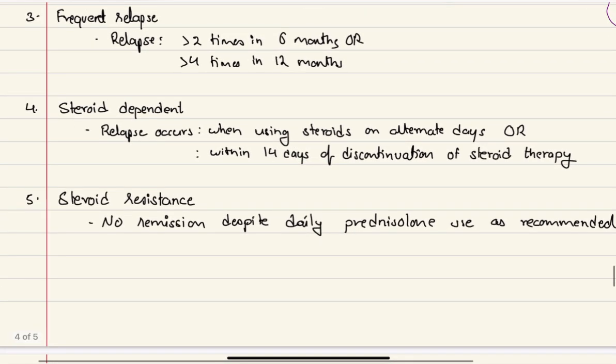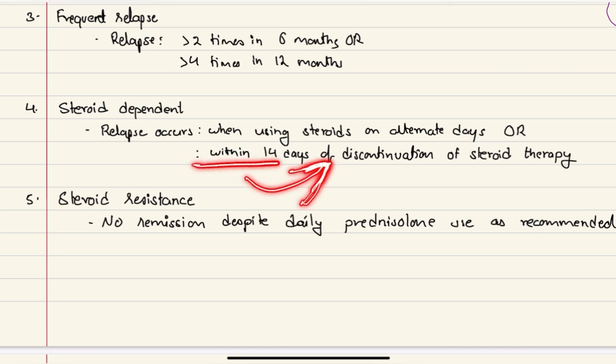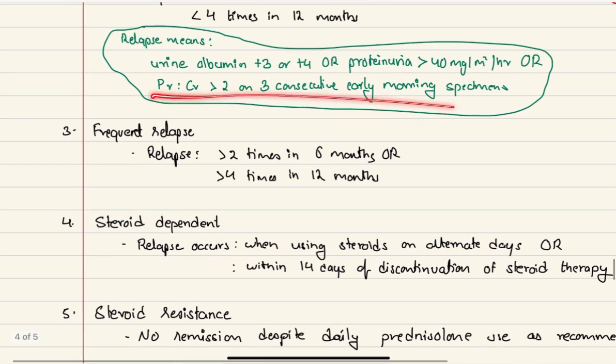Then there is another type of nephrotic syndrome called as steroid dependent nephrotic syndrome, where the relapse occurs when using steroids on alternate days. So if you start using steroid on alternate days, then the relapse can occur, or if the relapse occurs within 14 days of discontinuation of steroid therapy. So you use the steroid therapy, the patient went into remission, but just after 14 days of discontinuation of steroid therapy, then if these above features start appearing, then this is called as steroid dependent nephrotic syndrome.